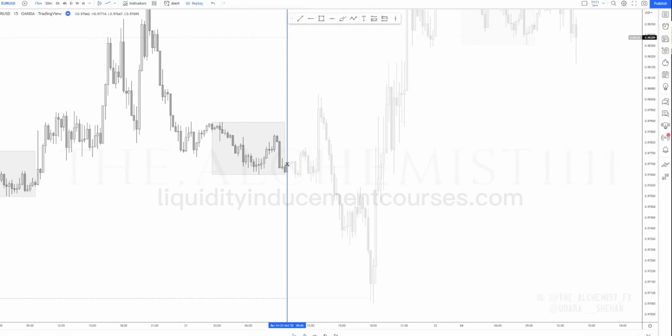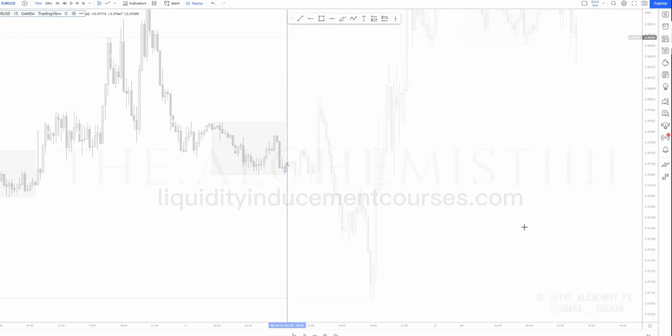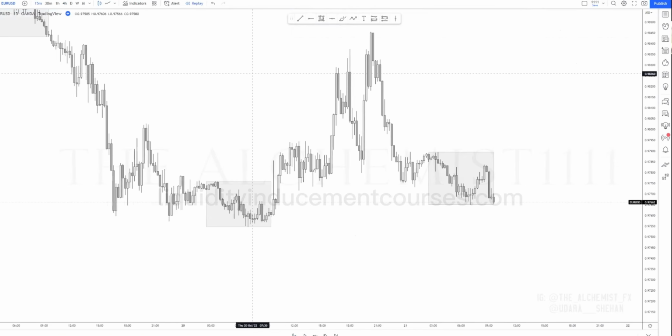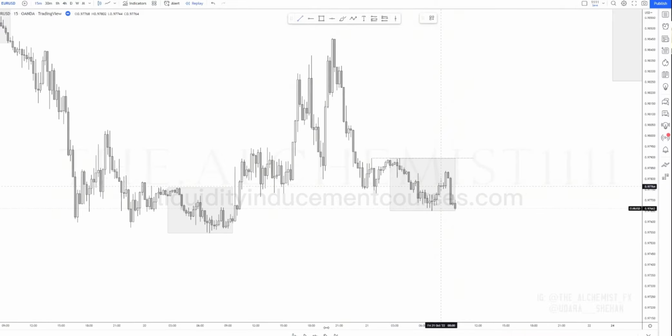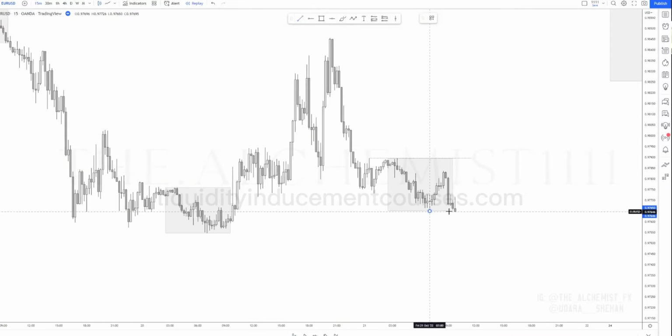One of the cleanest days ever. I only managed to get in on the sell. Okay, but I had the buy marked out too. Look at this. What has the Asia done? Asia has created equal highs. Can you see that? Okay, let me mark it out. And Asian low has created what? Equal lows. So now very obvious, right? Both of them are gonna get taken out.